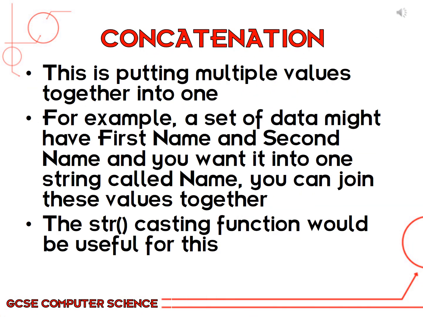When we're thinking about data types, sometimes you might need to output a number of different variables all in one particular line of code. So one useful thing that we can do to put all of these multiple values together is concatenation. Now this is basically a fancy word for putting things together. So for example, you might have someone's first name and second name and you want to join it together into one output. So you could use something called concatenation, which will allow you to join these values together. The string casting function will be really useful for this because then you can output text to the screen.